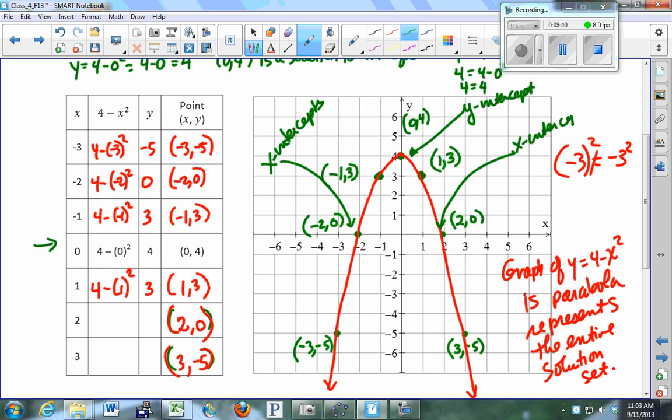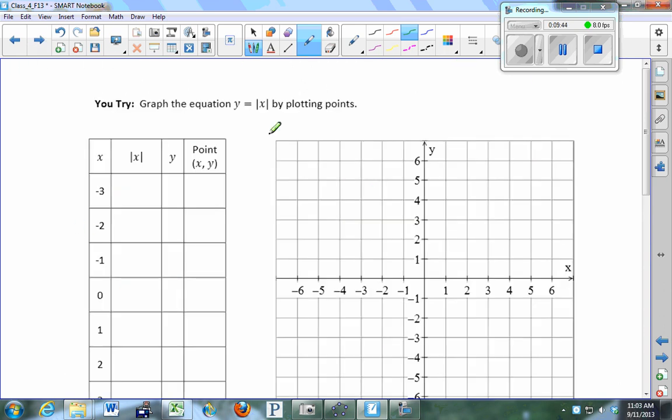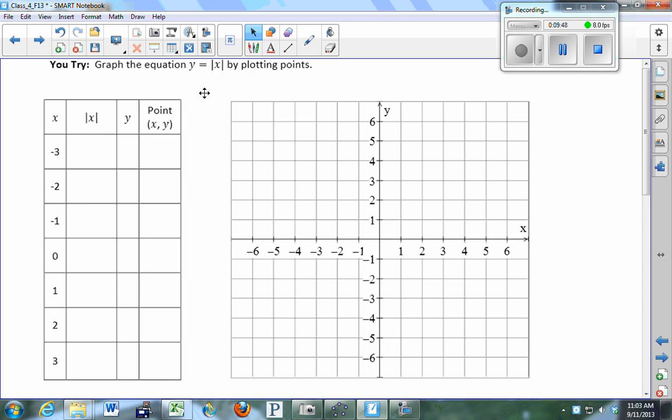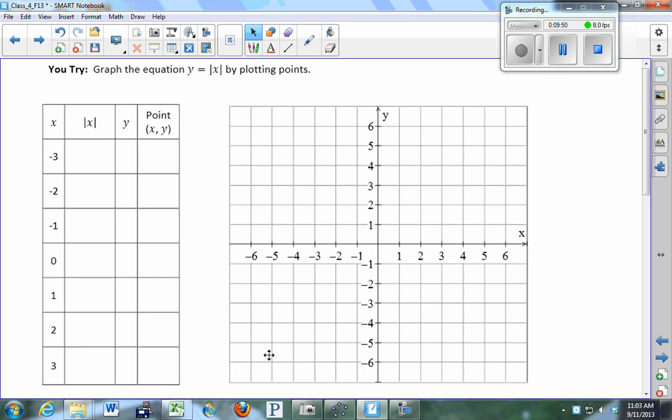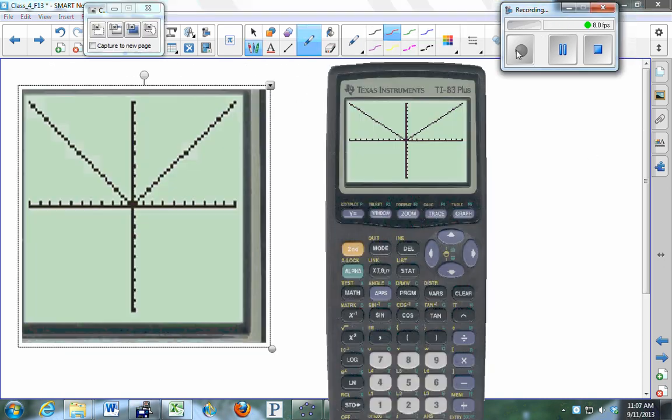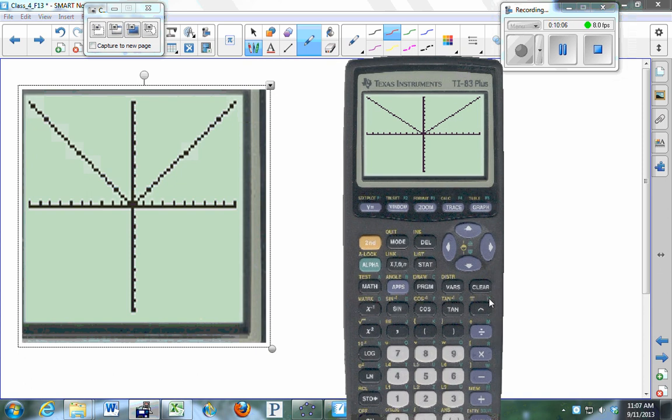All right. So at your seats real quick, see if you can use your point plotting prowess to come up with the graph for the absolute value of x. So I've given you 7 values there. See if you can come up with 7 solutions and then connect them all with some kind of continuous line. And once you do that, graph that you just created by hand by plotting points.